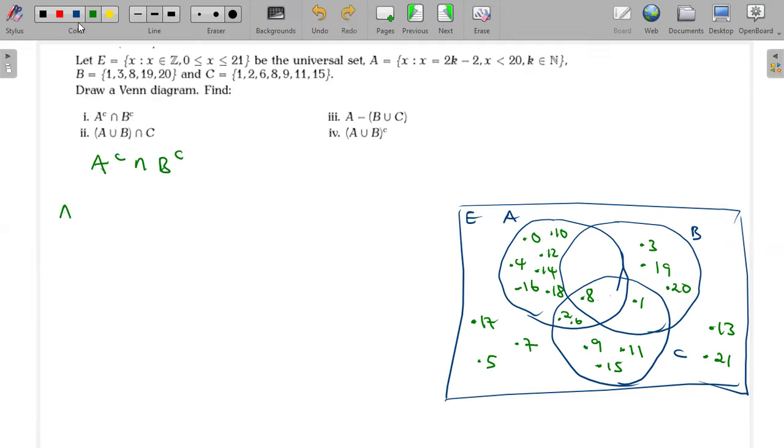So A complement will consist of elements that are not in A but are in the universal set. Not in A but are in the universal set. So in short, all elements that are not in this set A but they're outside A, those will be the A complement. So if I list those elements, all these here that are outside A, they're the ones that I'm going to list there.